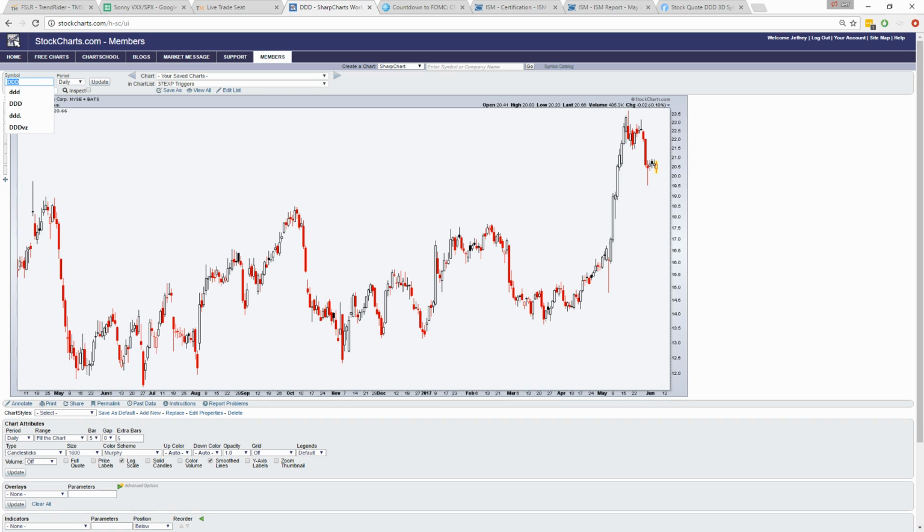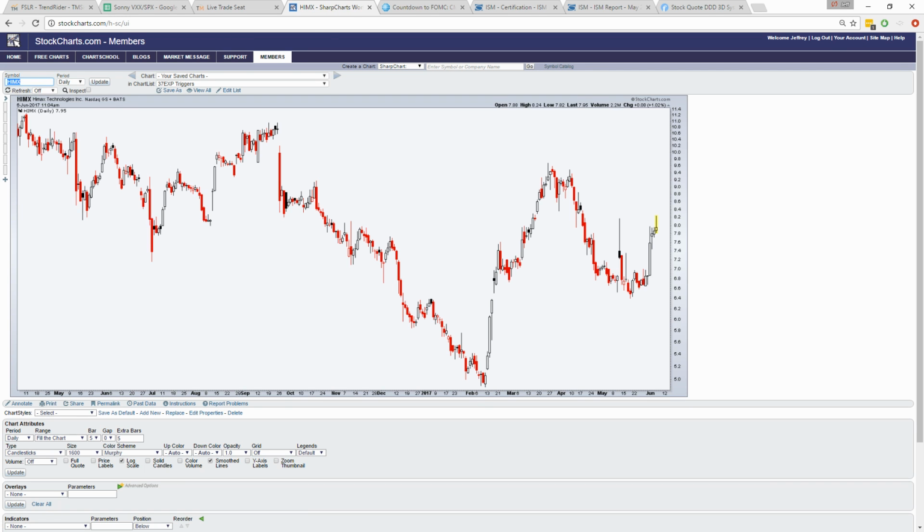We had a bullish TrendRider signal on HIMX. Okay, HIMX, right? So what did I do? Well, I went out and I bought the 8.5 calls. Way out of the money. But I picked them up for what, 15 cents? Somewhere around there, 15 cents?